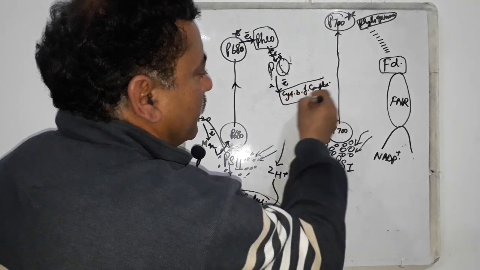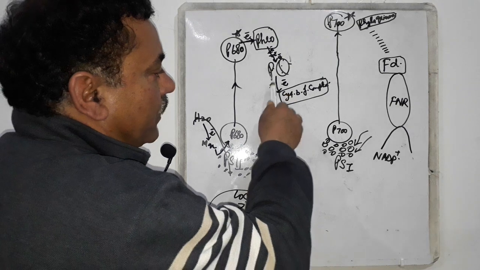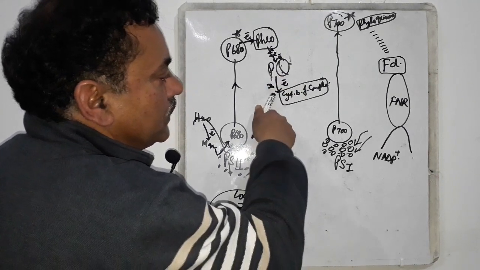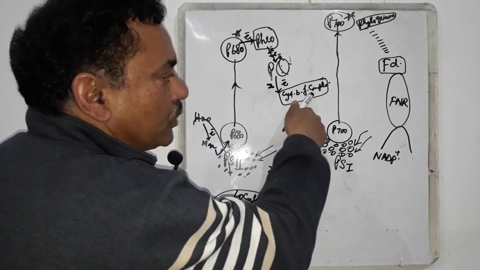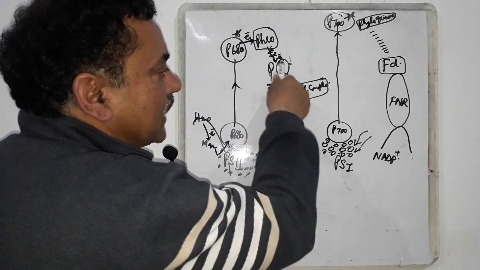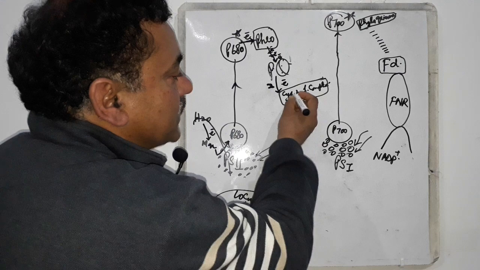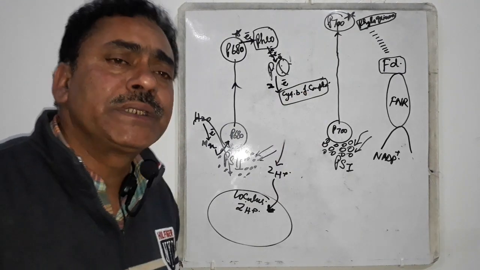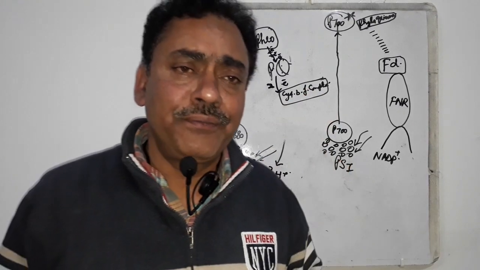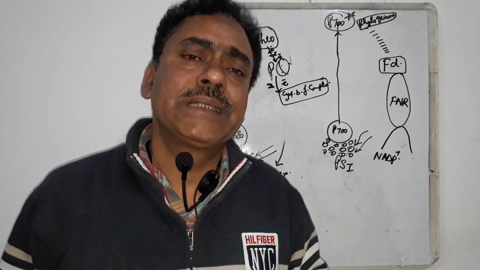Here you have to remember one point: because the electrons are coming from plastohydroquinone to cytochrome B6F complex, plastohydroquinone is thus converted again into plastoquinone. So cytochrome B6F complex now receives the electrons, and in this case only cytochrome F and iron sulfur protein will participate. Cytochrome B does not participate.